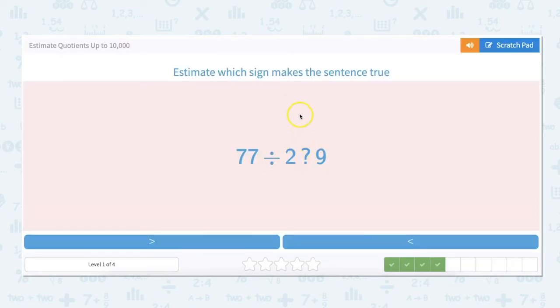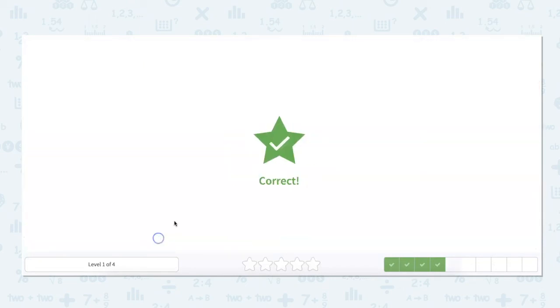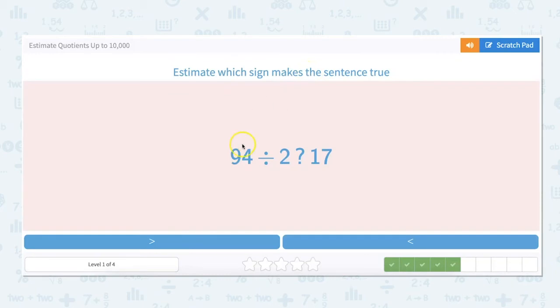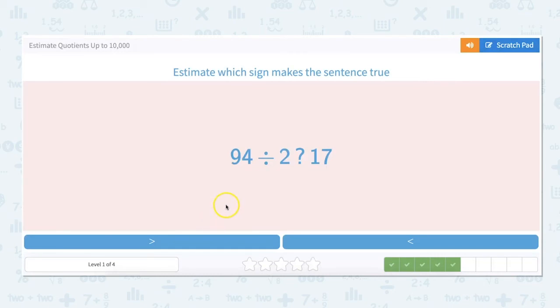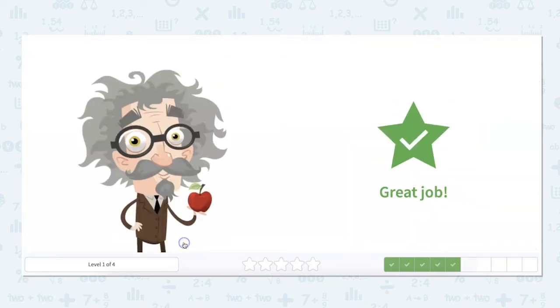All right, 77 divided by 2 is 9. So right off the bat, I know 77 is going to round up to 80, and 80 cut in half is definitely more than 9. So I know that 77 divided by 2 is greater than 9. All right, 94 divided by 2. So again, 94 is going to round down to 90. And I know, without even doing 90 divided by 2, that it's going to be much bigger than 17. So 94 divided by 2 is definitely greater than 17.